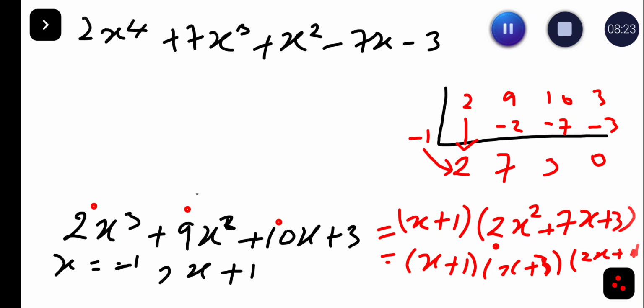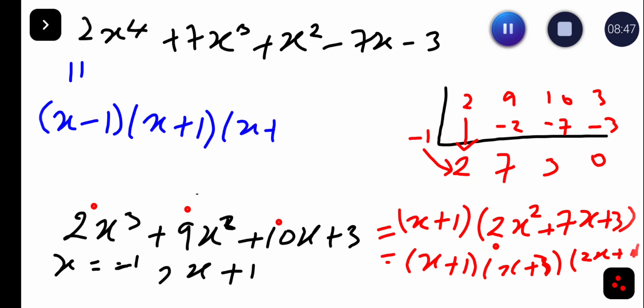So x minus 1 was given as a factor. We divided, it gave us a cubic, and the cubic has given us these 3 factors. It simply implies that the factorized form will be x minus 1, as it was a factor, times x plus 1 times x plus 3 times 2x plus 1. That gives us 4 factors, because a quartic gives 4 factors. That's the easiest way we can use synthetic division to obtain all those factors.